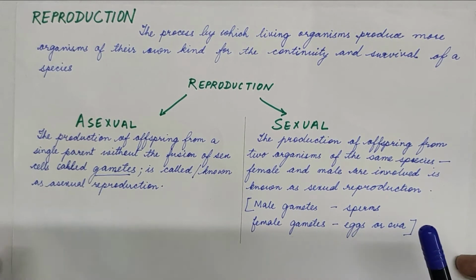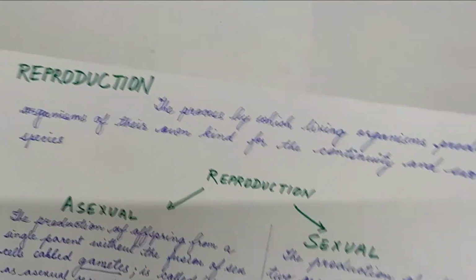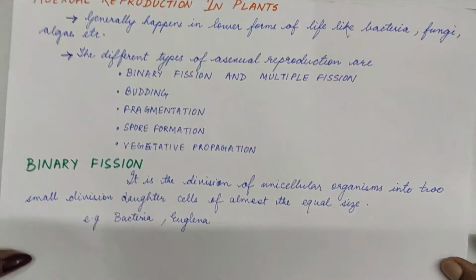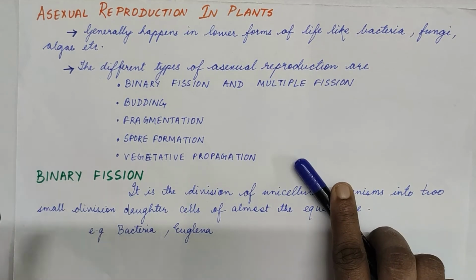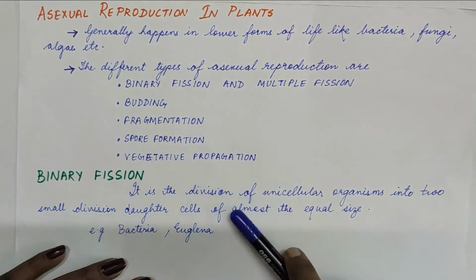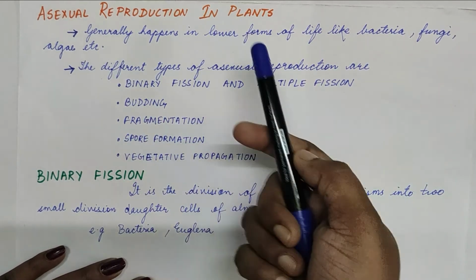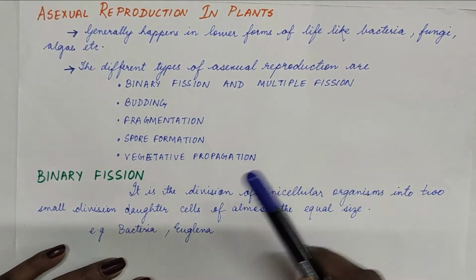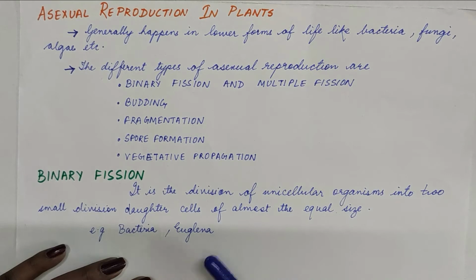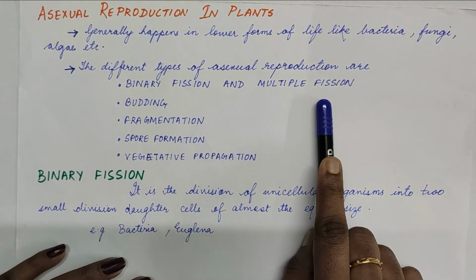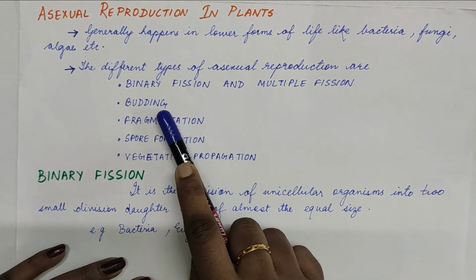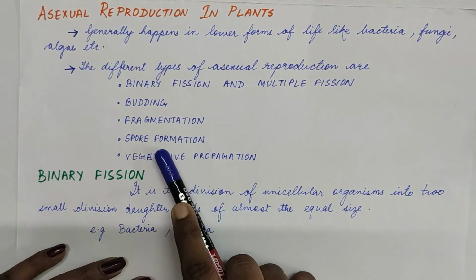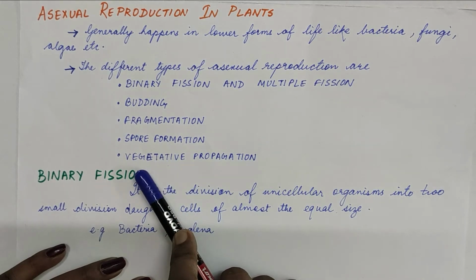Now we go to the asexual part. As I told, I will be discussing asexual reproduction in plants today. Asexual reproduction generally happens in the lower forms of life like bacteria, fungi and algae. And there are different kinds: binary fission and multiple fission, or we can simply call it fission, which is of two types, and then budding, fragmentation, spore formation and vegetative propagation.